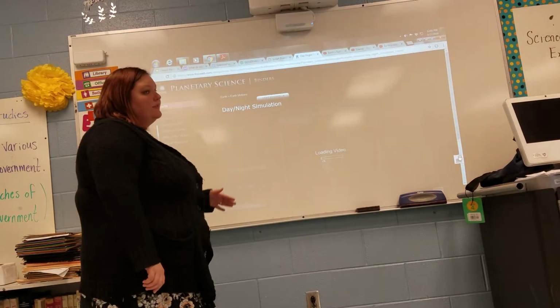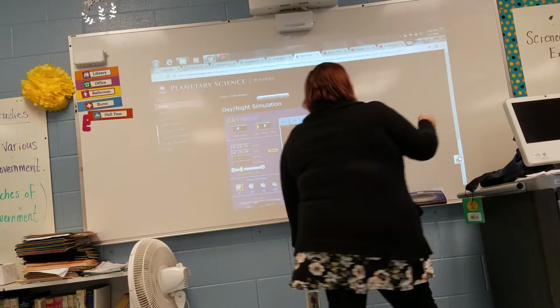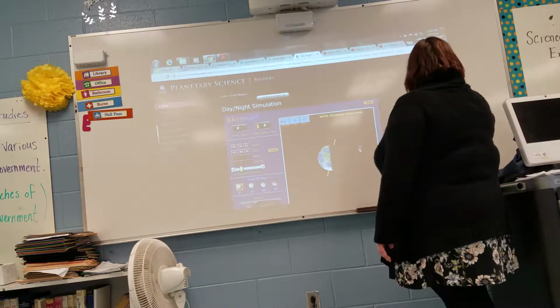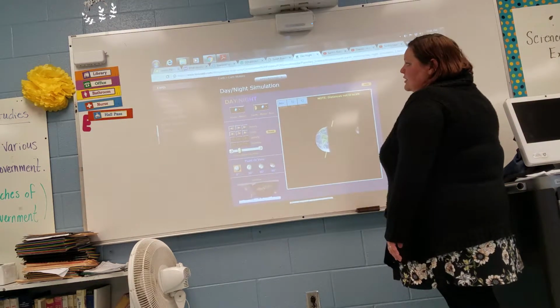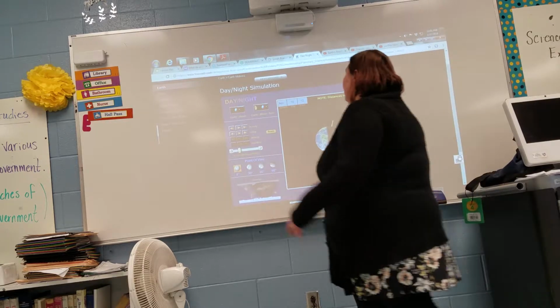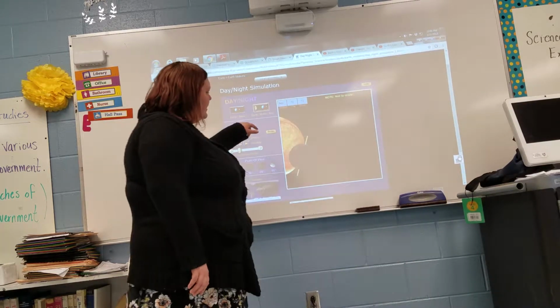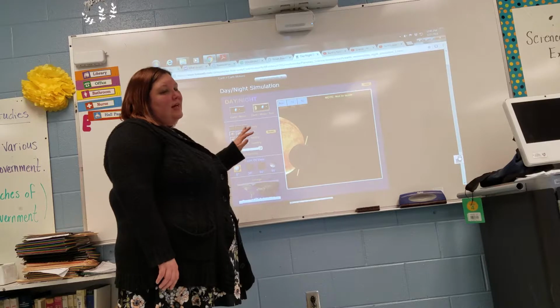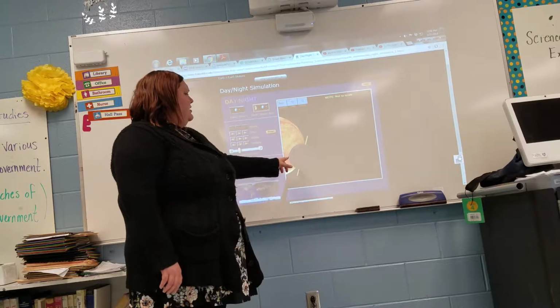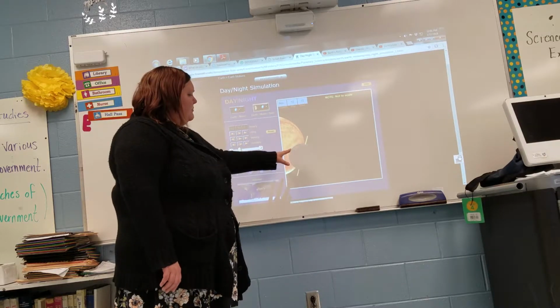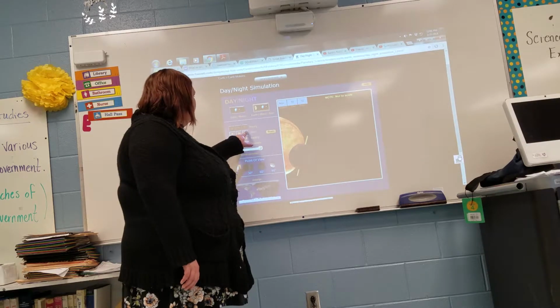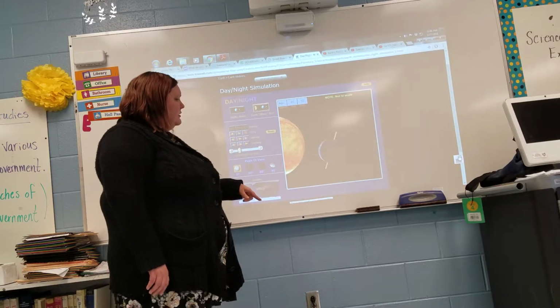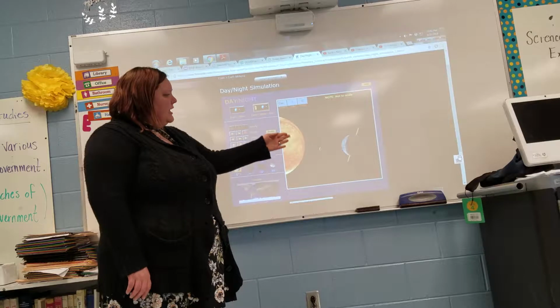And then, of course, even though sometimes us adults think that it's easy to understand day and night, there's also a simulation for it too. There's a couple different ways you can view this. This is the first one. I don't like it. You can't really see anything. The earth just moves around, and you can kind of see a little sliver of daylight there.